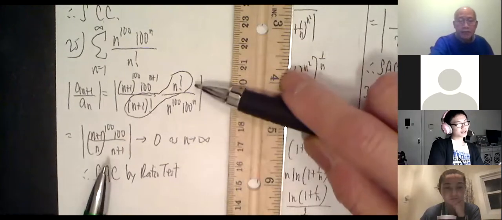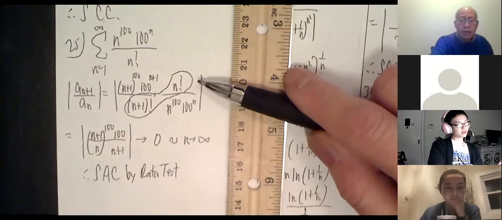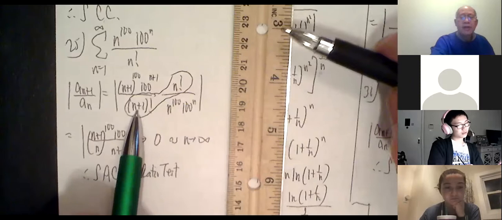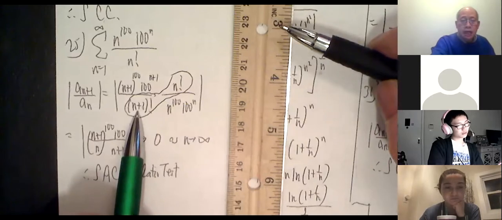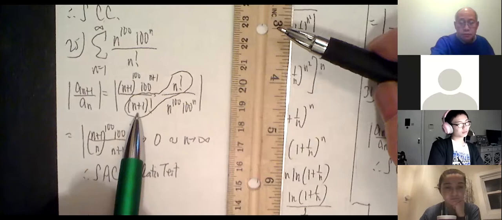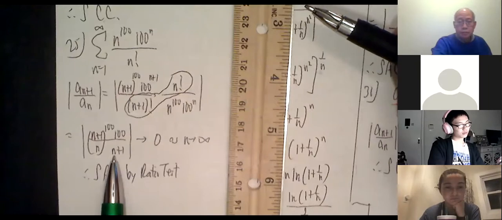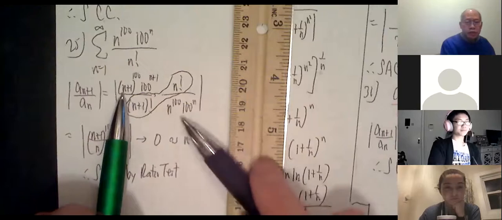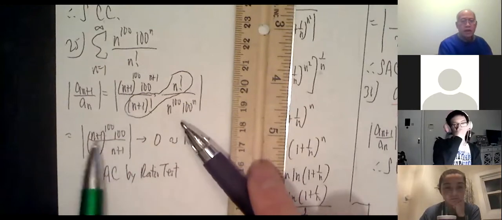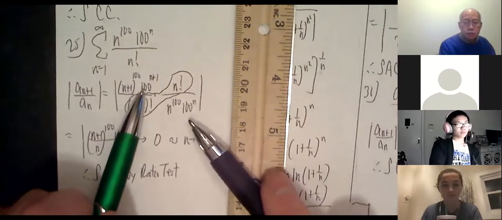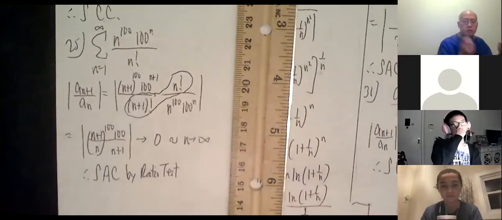N factorial means 1 times 2 times 3, dot, dot, dot, times n. This is 1 times 2 times 3, dot, dot, dot, times n plus 1. So everything will cancel out except there's an extra n plus 1 in the bottom. Is that right? Okay, n plus 1 to the 100th divided by n to the 100th. I can write it like that, n plus 1 over n to the 100th. And then what about these two? 100 to the n plus 1 divided by 100 to the n, 100.